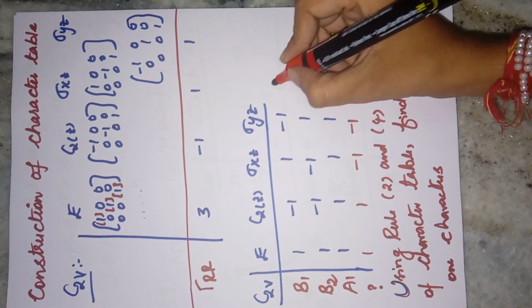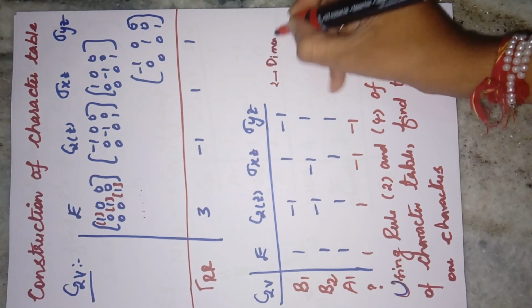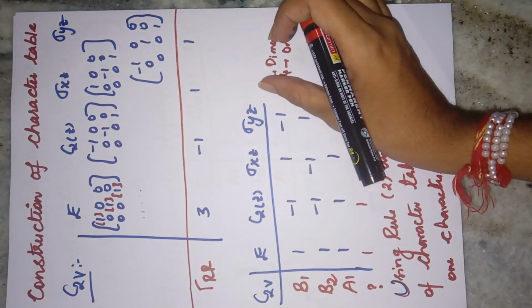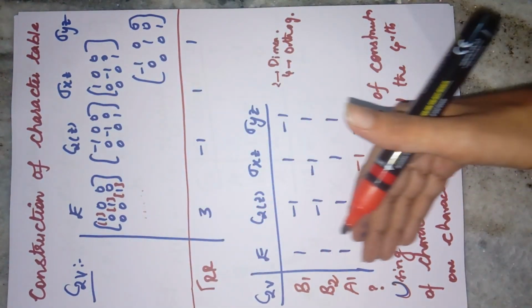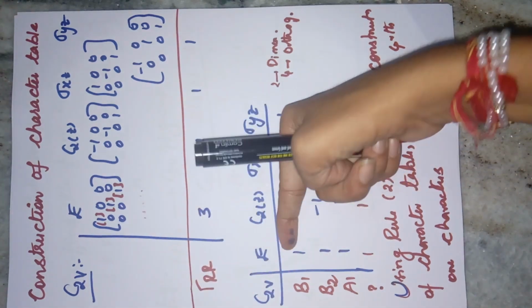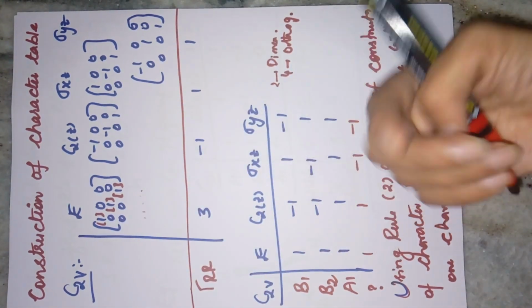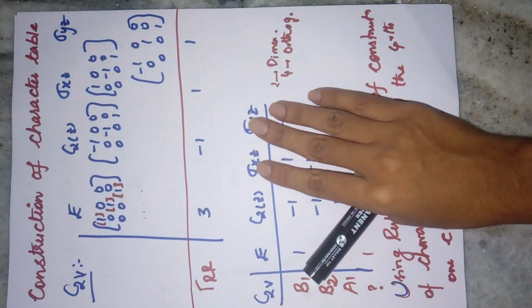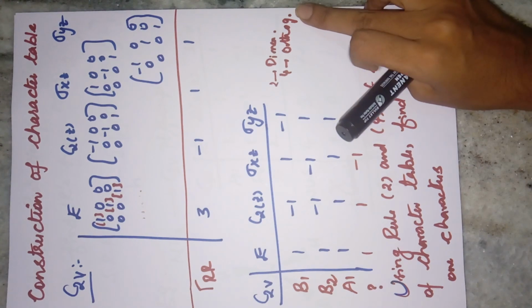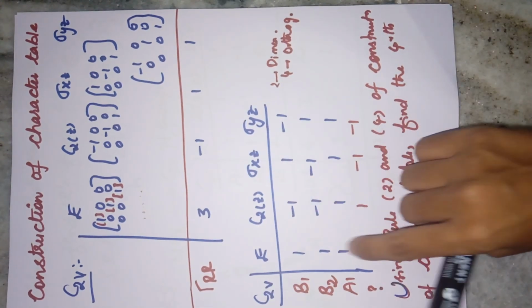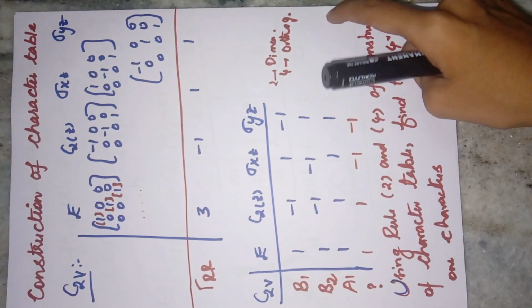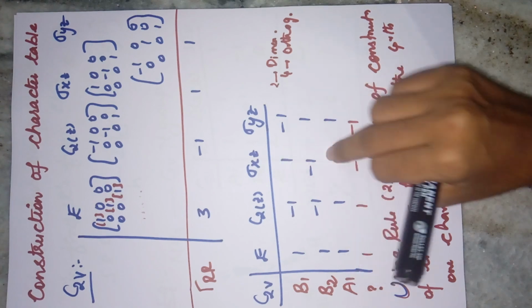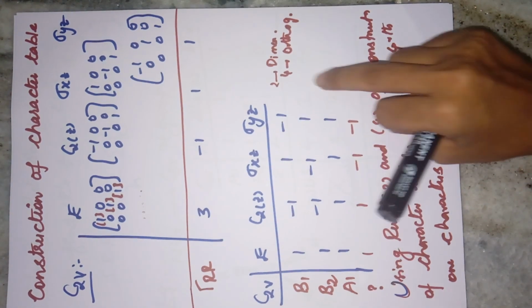The second rule is about dimensionality, and the fourth rule is orthogonality. You know that dimensionality means the sum of the squares of all the characters should be equal to the order of the group. That is 1 square plus 1 square plus 1 square plus 1 square should equal the order of the group, 4. It's matching because the order of C2v is 4. And then orthogonality. What is orthogonality? If you multiply any two characters, the resultant sum should be 0. That is 1 into 1 plus -1 into -1 plus 1 into -1 plus -1 into 1. The resultant should be 0.